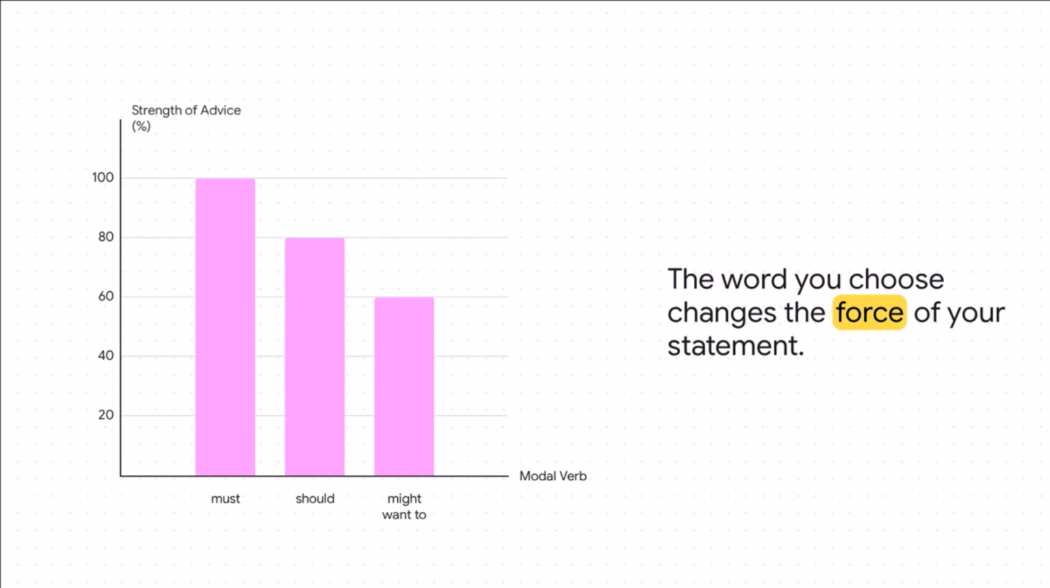And the same idea works for giving advice. If you tell a friend, you must see this movie, that's a command. It's 100% strength. But if you say, you should see it, that's just strong advice. And you might want to see it, that's a really soft, gentle suggestion. The word you choose completely changes the feeling.